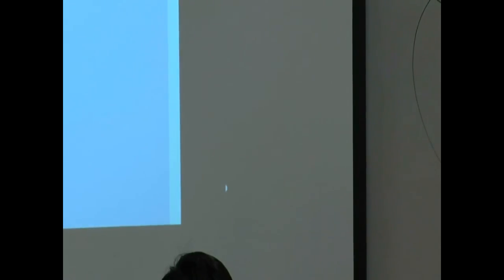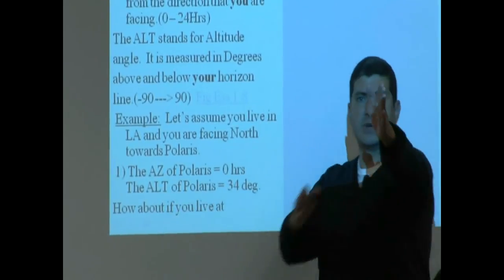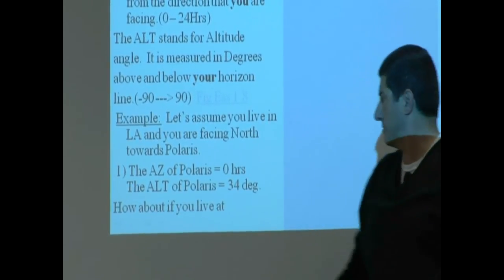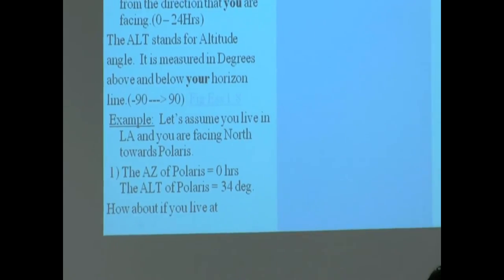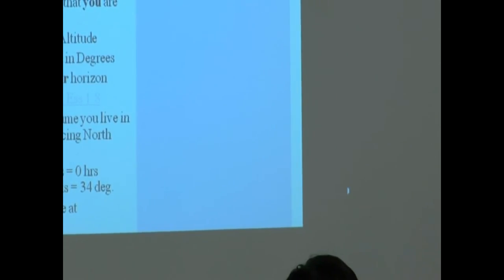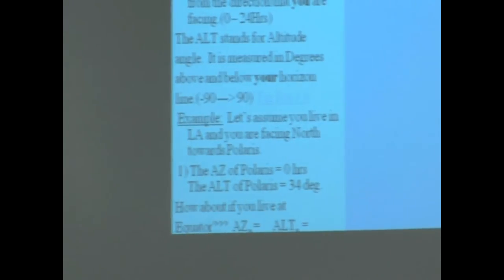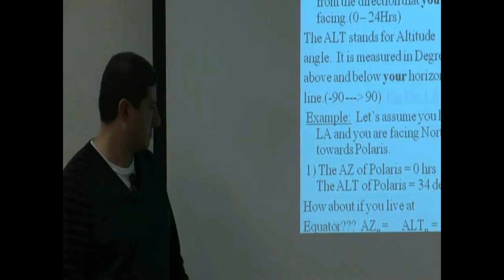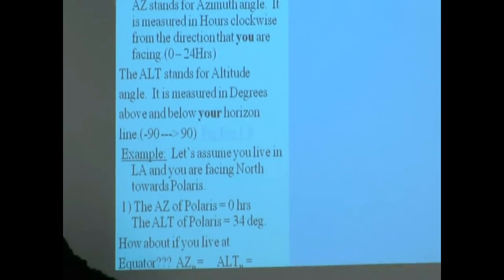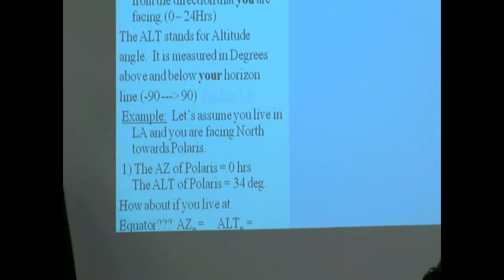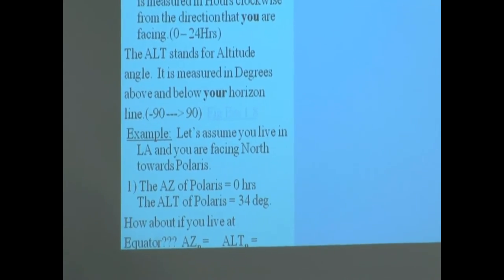And of course, the next thing I'm going to talk to you about when we go to constellations is that it's at the end of the Little Dipper. So that's also a clue for you to look at it. Okay? How about its azimuth? Well, if you're looking at it, remember it's measured from north, it's also zero. How about if you live at the equator? What will be the azimuth of Polaris and what will the altitude of Polaris be if you live at the equator?